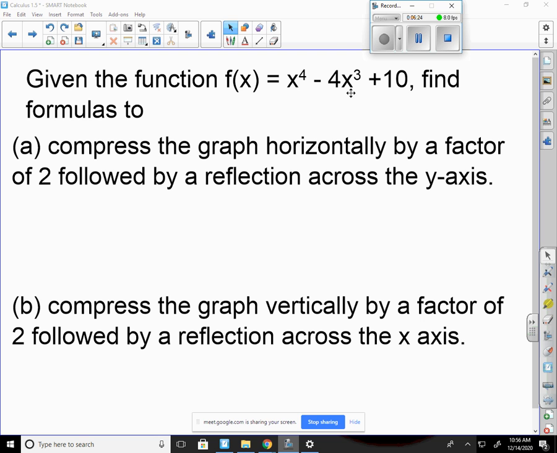So if I'm doing it across the y-axis, that's going to mean that I put a negative out in front of the whole thing. But we're doing that after we compress the graph horizontally by a factor of 2. If I think about a horizontal compression, that means it's going to be a whole number, and it's going to be f of 2x, which means everywhere I see an x, I'm going to put a 2x. So that makes this 2x to the fourth minus 4 times 2x to the third plus 10.